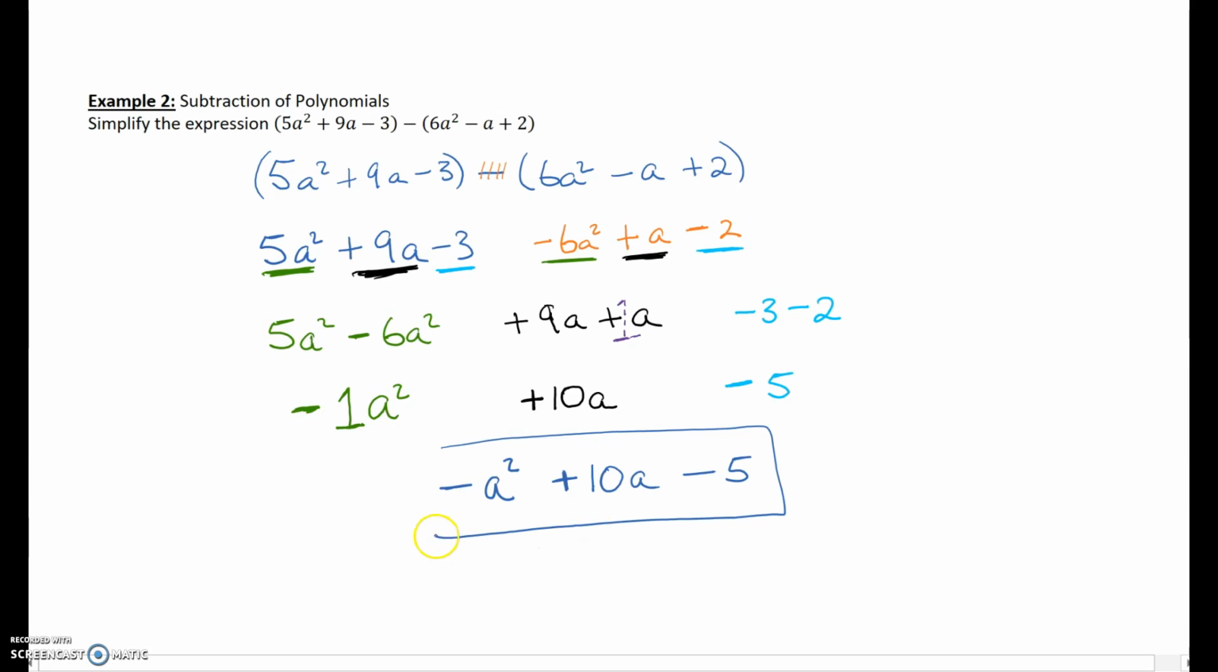Okay, and there are no more like terms, so we are finished. We don't try and add anything else. We don't go negative a squared plus 10 minus 5 is 5a. Nothing like that at all. We can't add the 5 to the 10a. This piece, the 10a, has an a. The negative 5 doesn't, so we can't add them. We leave it like this. We're finished here.